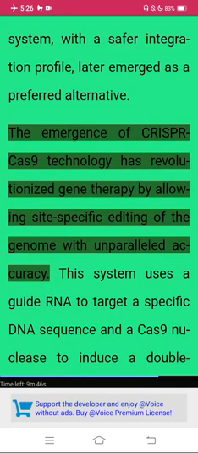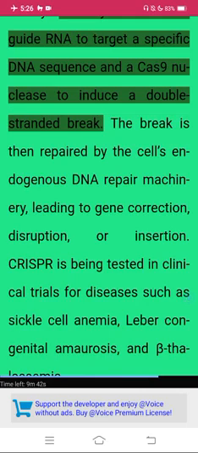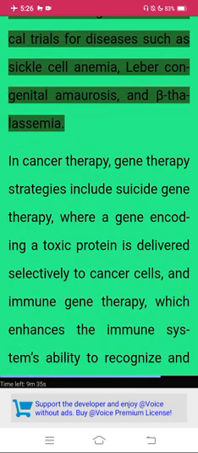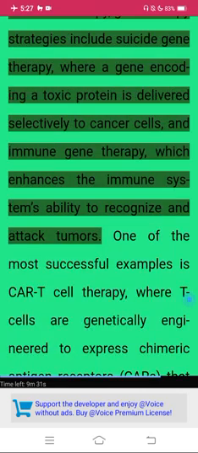The emergence of CRISPR-Cas9 technology has revolutionized gene therapy by allowing site-specific editing of the genome with unparalleled accuracy. This system uses a guide RNA to target a specific DNA sequence and a Cas9 nuclease to induce a double-stranded break. The break is then repaired by the cell's endogenous DNA repair machinery, leading to gene correction, disruption, or insertion. CRISPR is being tested in clinical trials for diseases such as sickle cell anemia, Leber congenital amaurosis, and beta thalassemia.